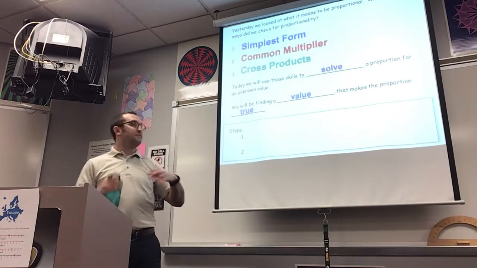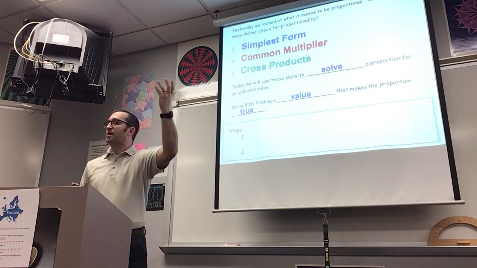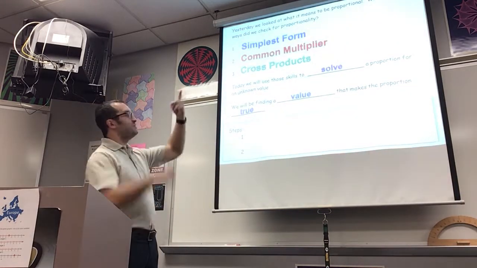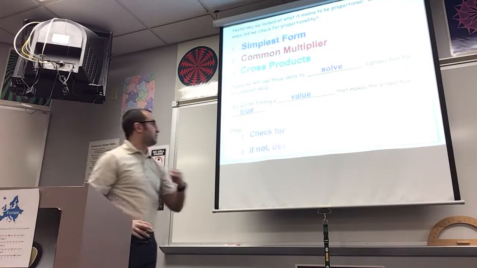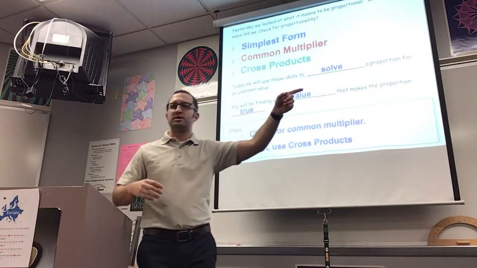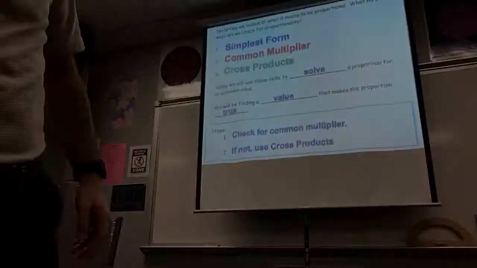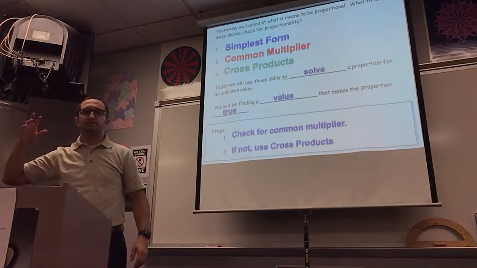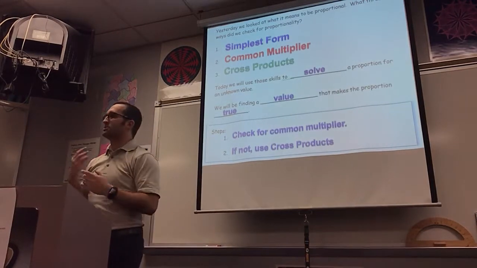If we've got a proportion, all we have to do is figure out what that value is of the variable to make that proportion true. Remember, how do we check if a proportion is true? Simplest form, common multipliers or cross products. Okay? So the first thing we want to do is check for a common multiplier. I shared yesterday that is going to be the method that we want to use regularly. It's typically easier because there's only one thing you've got to do. Then cross products is our secondary method.